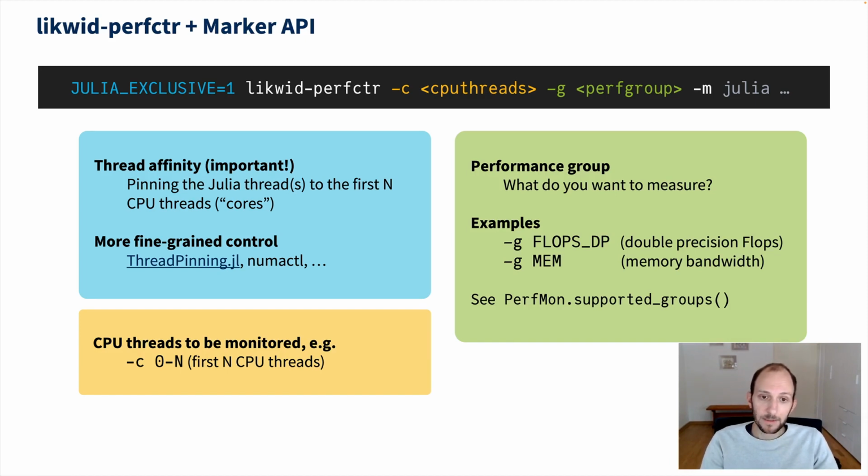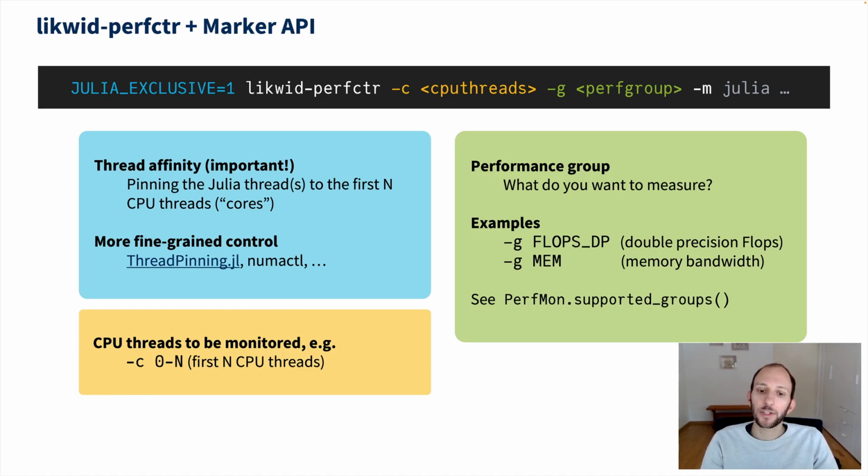The second part is this -c argument, for which you provide the IDs of the CPU threads, that is the cores that you actually want to monitor. This should really match the cores where you pinned your threads to. So as I said, JULIA_EXCLUSIVE pins to the first n CPU threads, and they start with 0. So here you would provide 0-n, where this dash indicates a range.